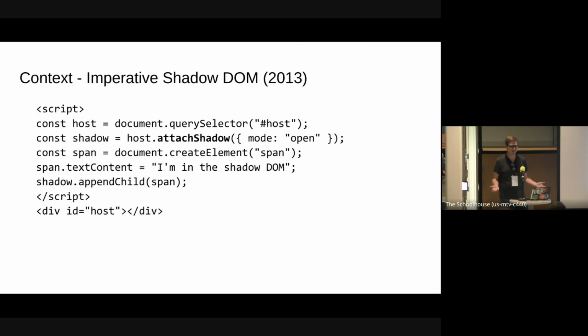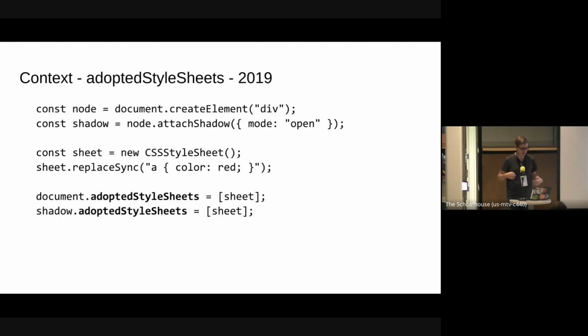So the first bit of context is imperative shadow DOM. This is an old API. It's been around since 2013. You attach shadow, and it gives you that isolation from the rest of the document. Developers use this for all kinds of things. The big thing about HTML is that everything gets dumped into one document, and shadow DOM gives you an option to opt out of that and have your own modular styles. And then as I mentioned, there's typically a common set of styles for a site.